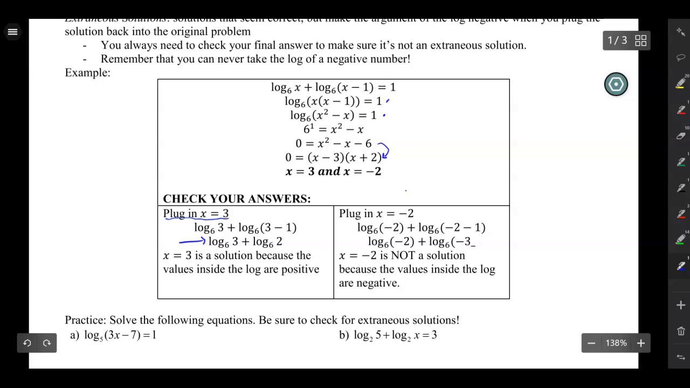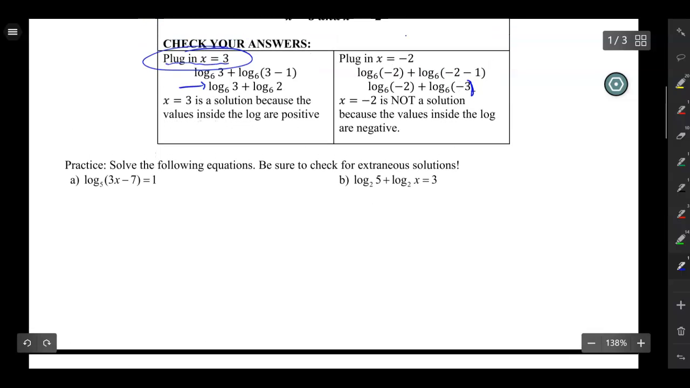Now jump to the right side where I start checking if x equals negative 2 is a solution. I have log base 6 of negative 2 plus log base 6 of negative 2 minus 1. Then I'm going to simplify the second set of parentheses to negative 3. Notice that we have negative numbers inside both of our logs at this point. That means that x equals negative 2 is not a valid solution. It would be an extraneous solution. So when I'm stating my answer, I would just write x equals 3. And you're always going to want to show your work to show that you checked to make sure that your solutions were not extraneous solutions.